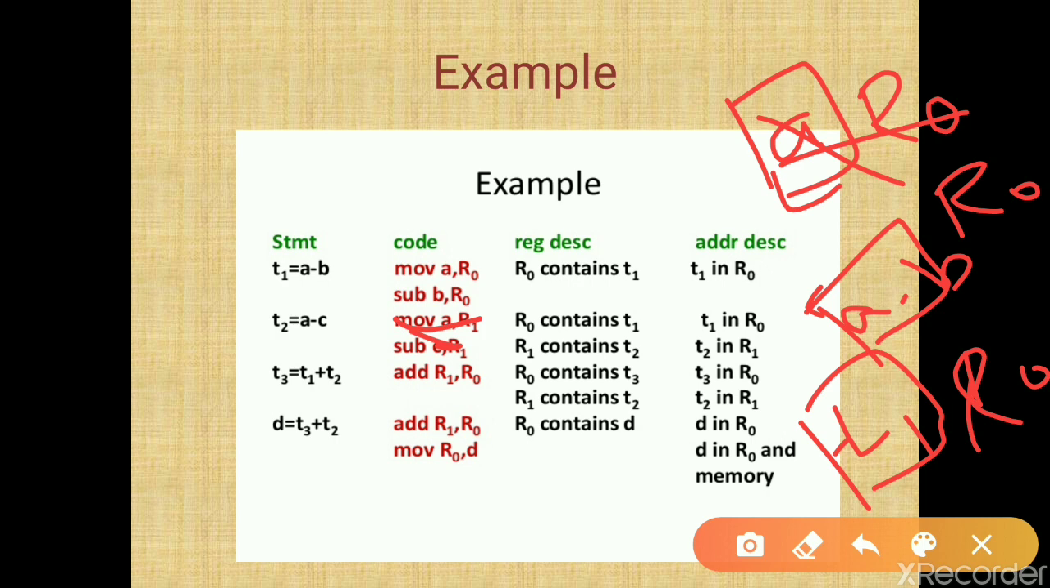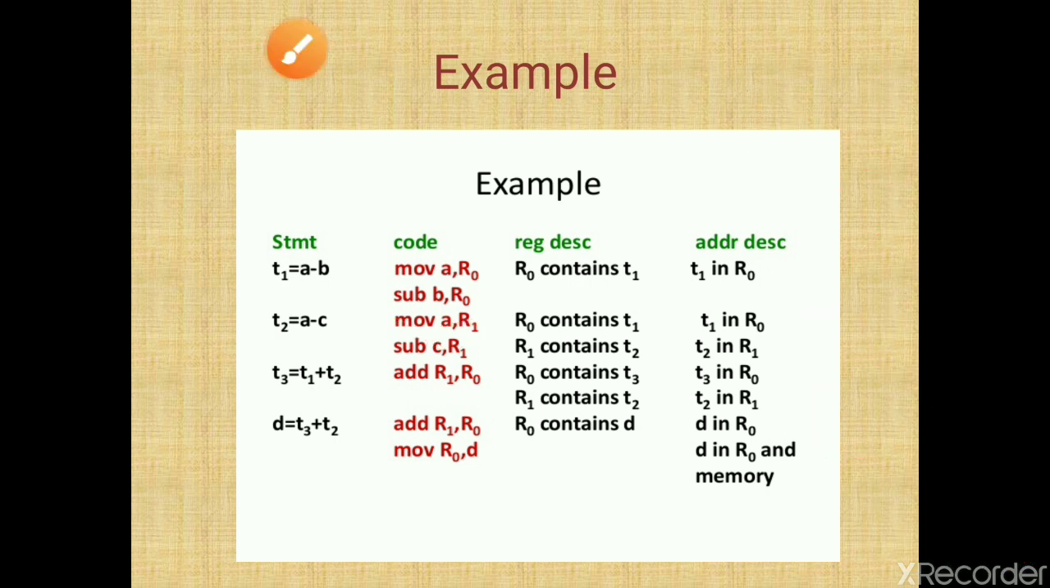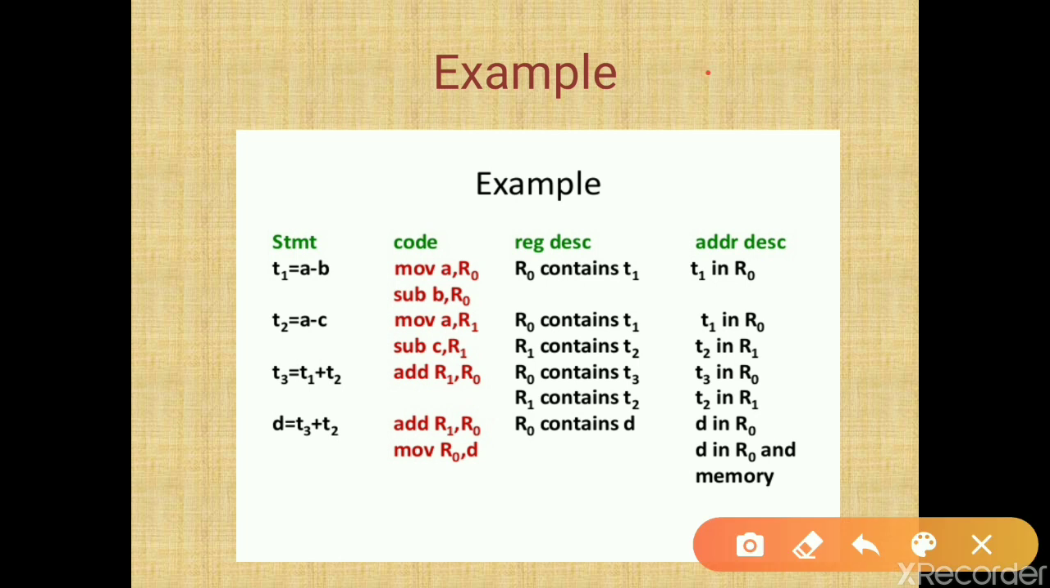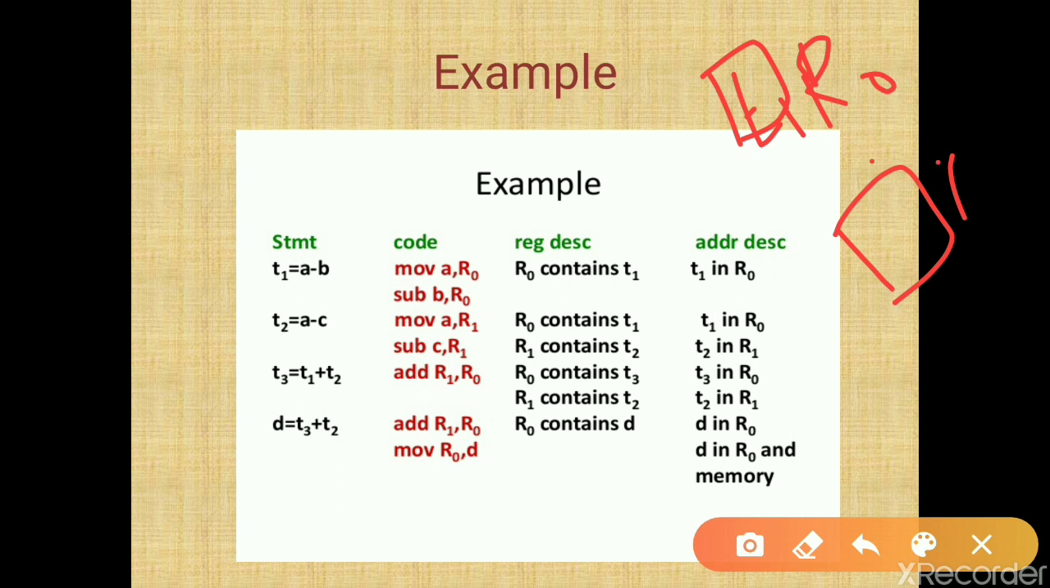Now similarly for a minus c also, what are the steps to be done? Here R0 contains T1, right? T1 is the value stored here. Now the next statement is T2 is equal to a minus c. So the value of a should be moved to another register. As R0 is already containing the value T1, I cannot hold that. So I will generate another register and name it R1. What will R1 do? The value of a is moved to R1.